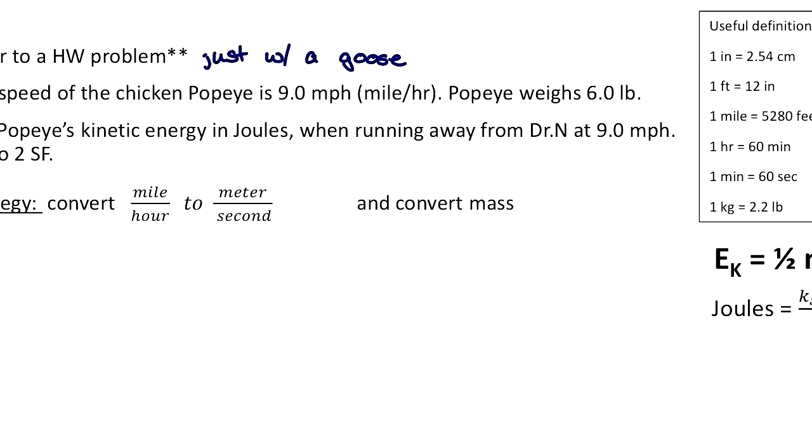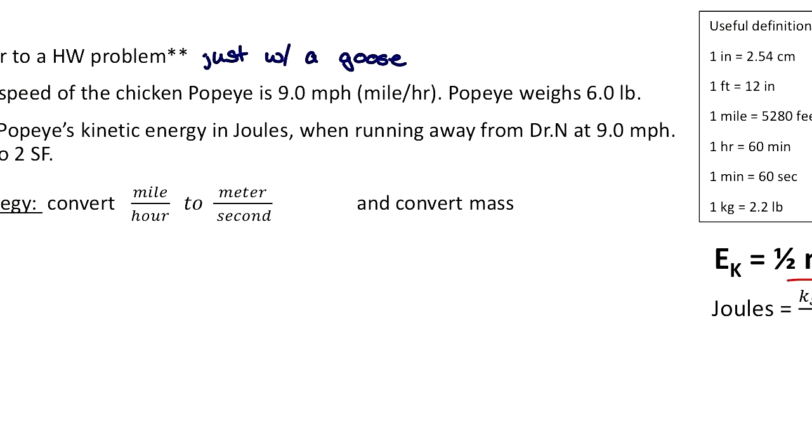So here's the problem, all right? And this is very similar to a homework problem. We just replace Popeye with a goose, all right? Popeye, her top speed is 9 miles per hour, and she weighs 6 pounds. What is Popeye's kinetic energy in joules when running away from me at 9 miles per hour? So this is bringing back kinetic energy, right? We know kinetic energy of a moving object is 1/2 mv squared.